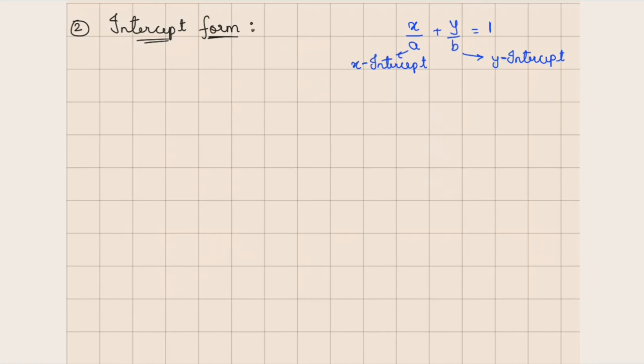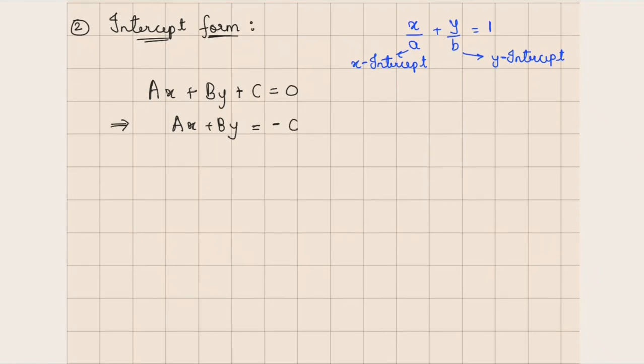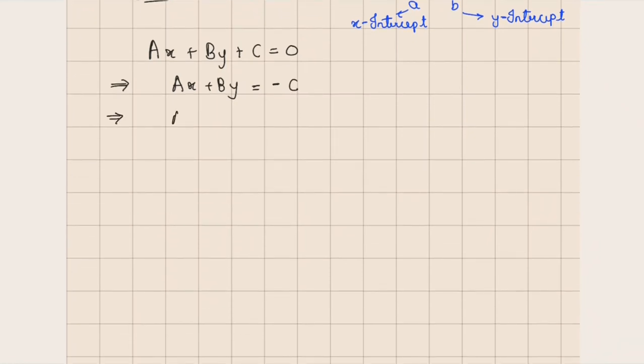Now we will reduce the general form to the intercept form. General form is ax plus by plus c equals to 0. I will take c to the RHS. See how I will reduce. Ax plus by equals minus c. To get 1 in the RHS, I will divide with minus c, which gives ax by minus c plus by by minus c equals to 1. Now I will take a to the denominator side, which gives x by minus c by a plus y by minus c by b, which equals 1.